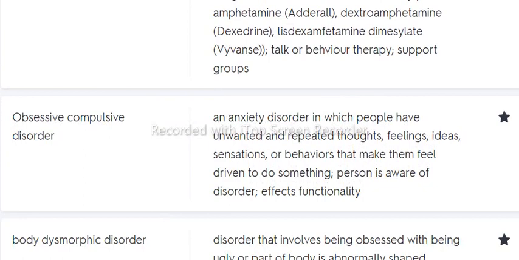Obsessive-compulsive disorder. An anxiety disorder in which people have unwanted and repeated thoughts, feelings, ideas, sensations, or behaviors that make them feel driven to do something. Person is aware of disorder, affects functionality.